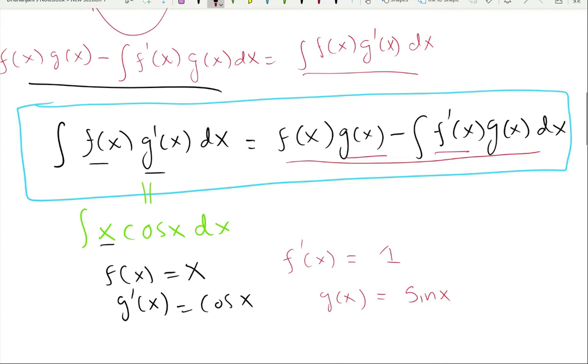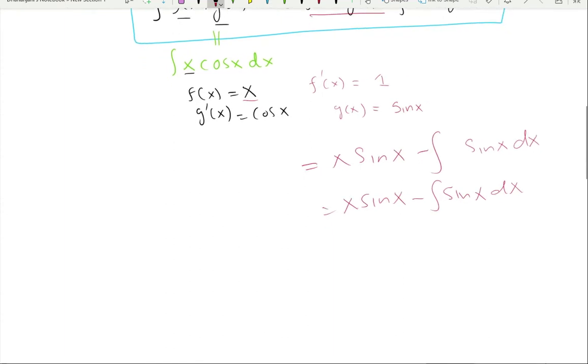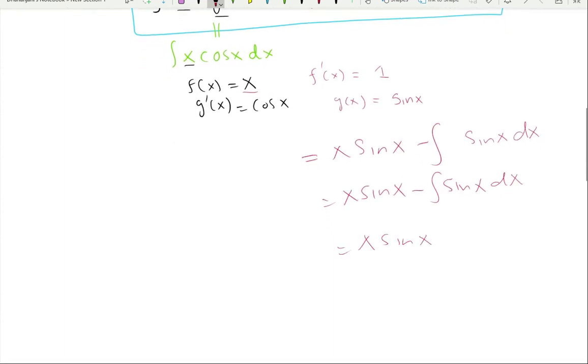So I know f, I know f', I know g', I know g. I know everything that we have in this formula. So let's substitute everything into the right-hand side. First we have f times g. What is f? x. What is g? sine x. Minus f' is 1, times g which is sine x. 1 times sine x is sine x. So it's x times sine x minus the integral of sine x. Now what is the integral of sine x? That we know, it is negative cosine. So negative, negative, positive here, cosine x. So I finished the problem.